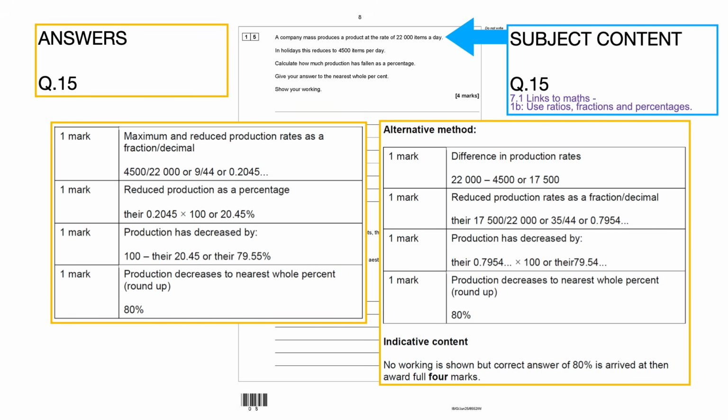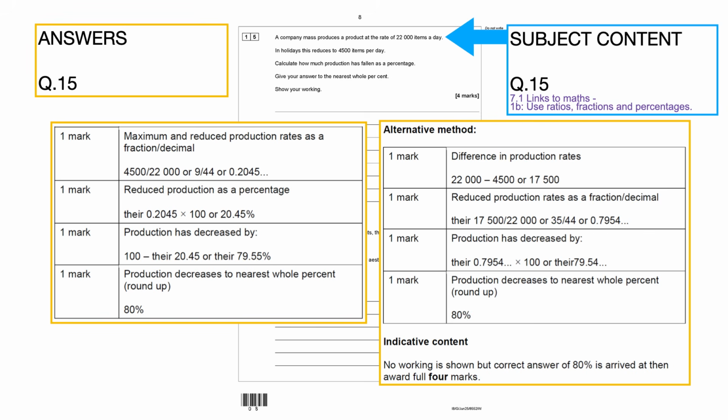Now, moving on to question 15, there will always be an element of maths and science, around 15 to 20% per paper. Now, number 15 is asking, a company mass produces a product at the rate of 22,000 items a day. In the holidays, this reduces to 4,500 items per day. Calculate how much production has fallen as a percentage. Give your answer to the nearest whole percent and show your working to get the 4 marks.